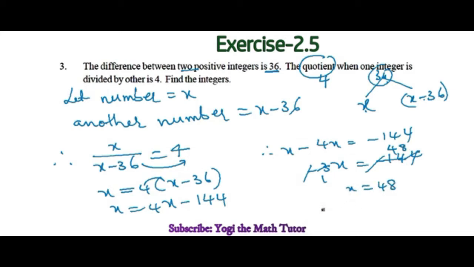So the other number x minus 36 is equal to 48 minus 36. The answer is 12. Therefore the integers are 48 and 12, that is the answer.